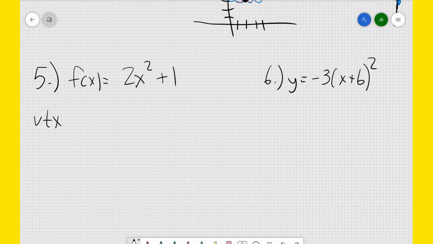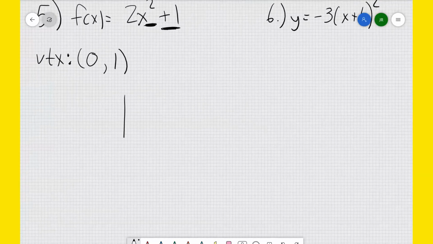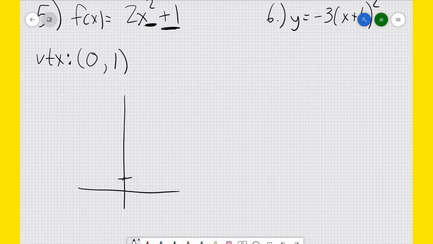What is the vertex on example 5? The question is, what is added in the parentheses with the x? Nothing. Nothing is added with the x in parentheses. Therefore, the x-coordinate, in other words, the h, is 0. What is added after the squared exponent, outside of the parentheses? It's a 1. There's my vertex. Okay, my vertex is 0, 1. 0, 1 is right here.